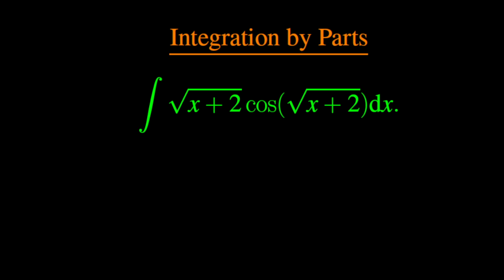Hello. Our aim in this video is to find the antiderivative of the function square root of x plus 2 times cosine of square root of x plus 2. This is a typical calculus 2 problem. We will carefully walk you through the solution.